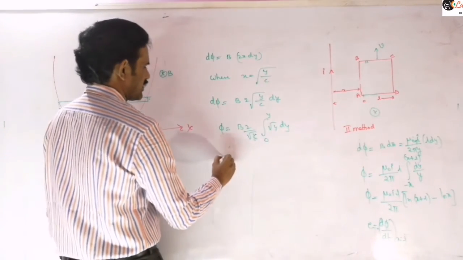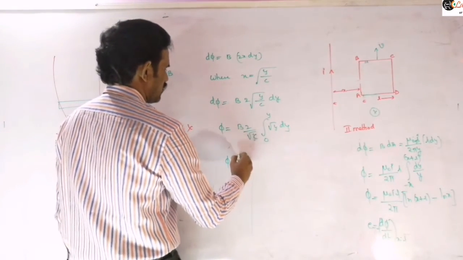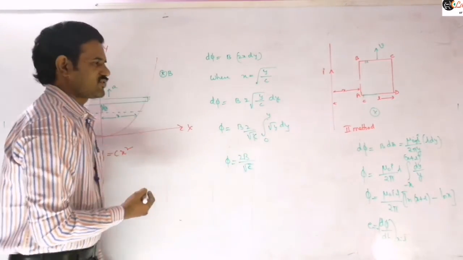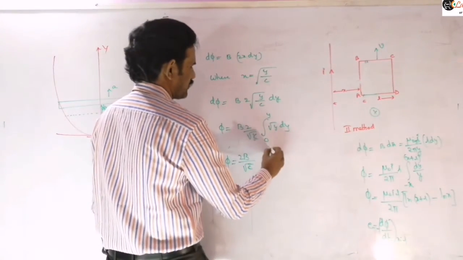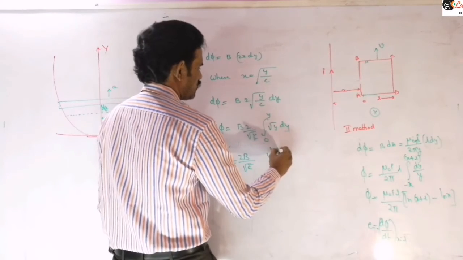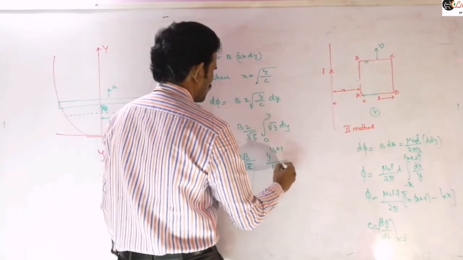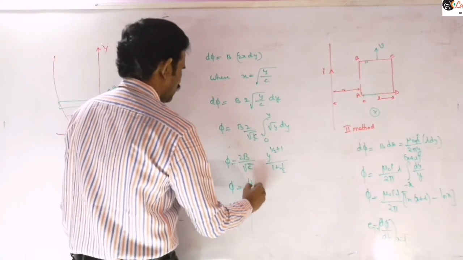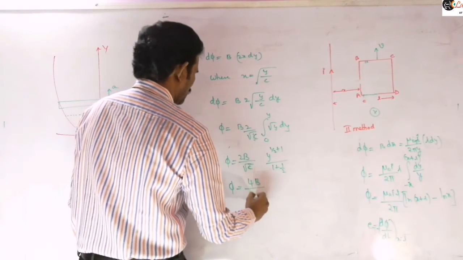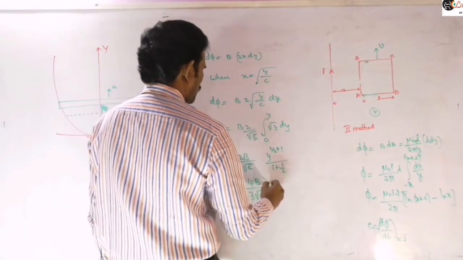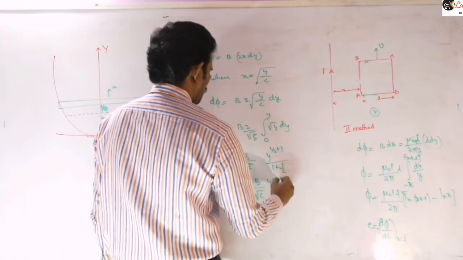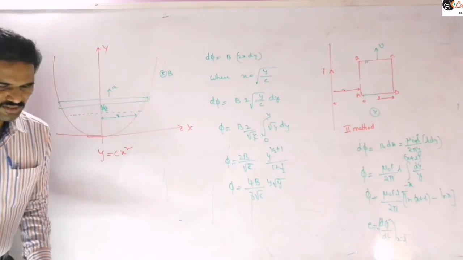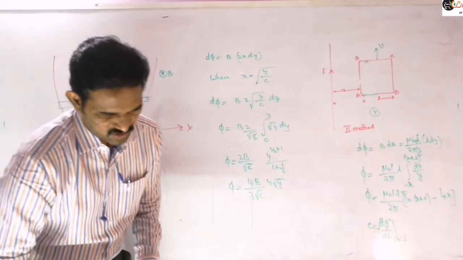So let us integrate that equation. It is 2B by root c into the integral of y, where y power 1 by 2 integrates to y power 1 by 2 plus 1 over 1 by 2 plus 1. So phi is equal to 4B by 3 root c into y into root y, right? So this is our magnetic flux expression as a function of y.